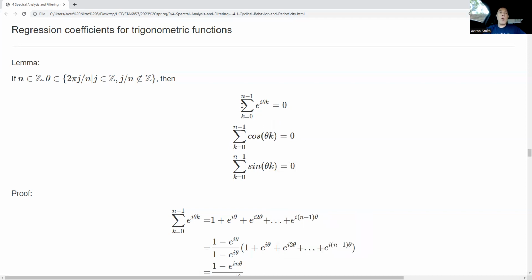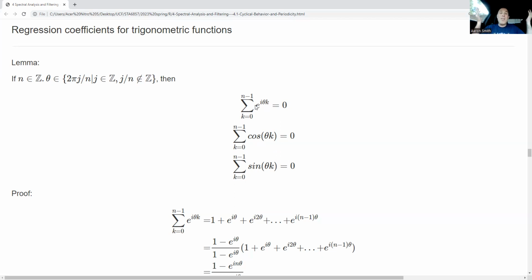And that's going to correspond to e to the power of i theta k, add it all up with respect to k, that's going to be equal to 0. By proving this, these two will come out for free because cosine will correspond to the real component, sine will correspond to the imaginary component in this summation up here.